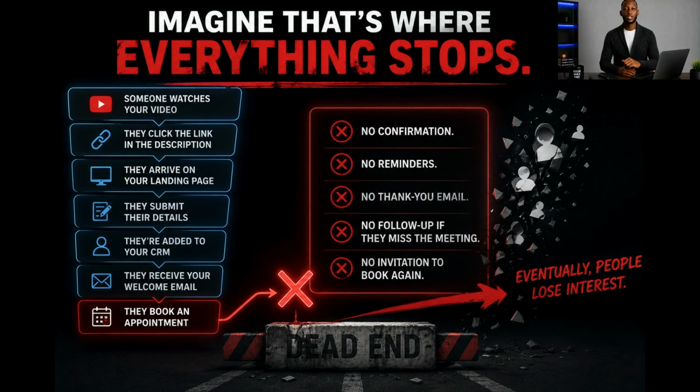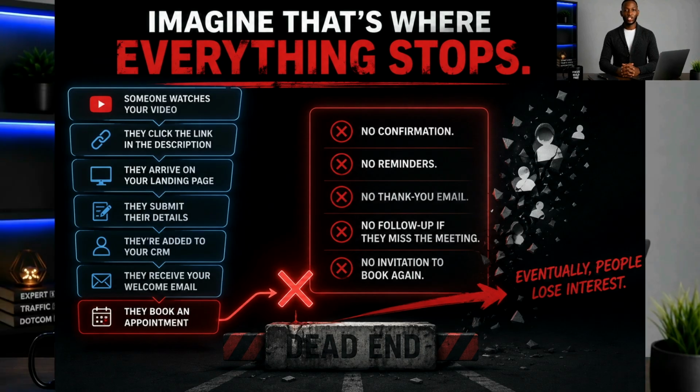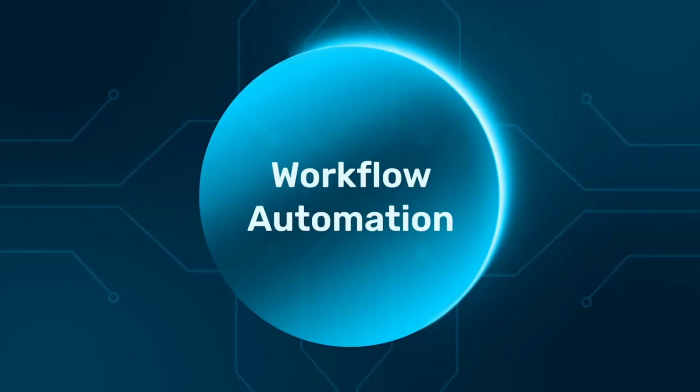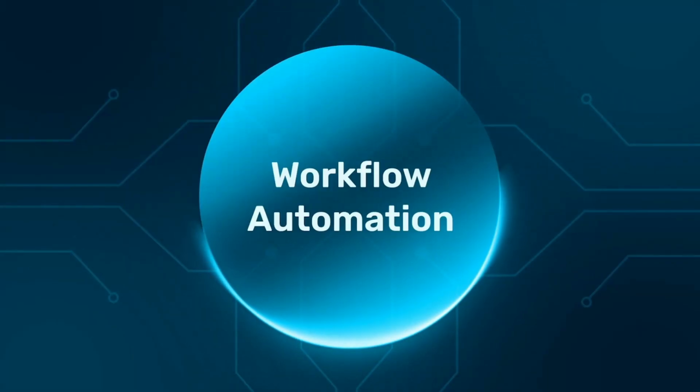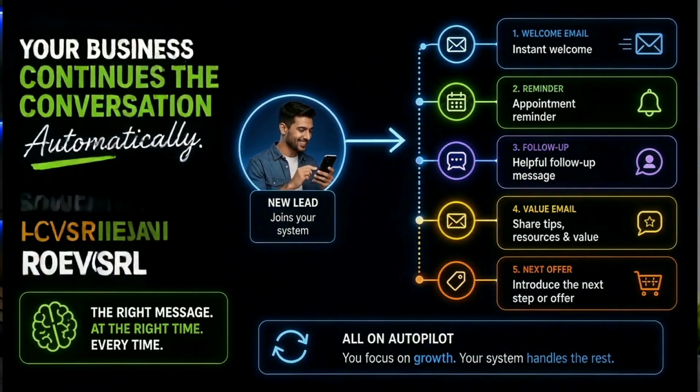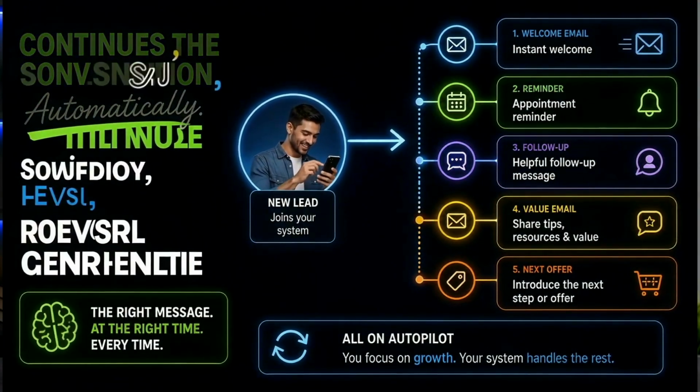No confirmation, no reminders, no thank you email, no follow-up if they missed the meeting, no invitation to book again. Your business eventually loses people, not because they're not interested, but because life gets busy. People get distracted, they forget. Automation solves that problem. Instead of relying on memory, your business continues the conversation automatically. It creates a better experience for your customers while saving you hours of repetitive work.